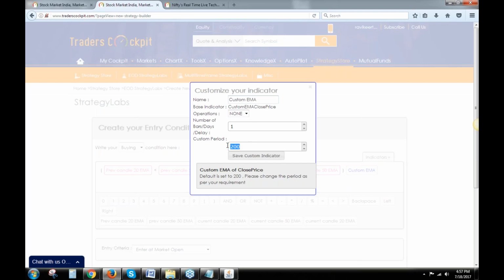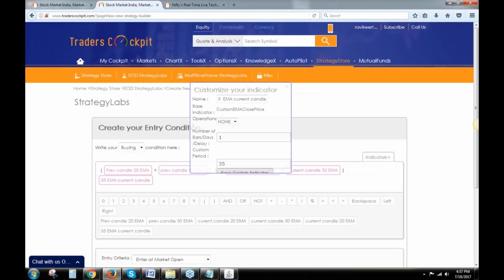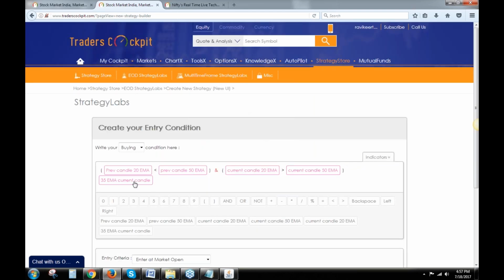Suppose rather than taking a 200 period EMA, you want a 35 period EMA. So you just need to define the number of periods here with the number. Like I want a 35 period EMA, and on the top just name it accordingly. Say 35 period, 35 EMA of current candle, and simply save the indicator. So this now becomes a ready-made 35 period EMA for you.